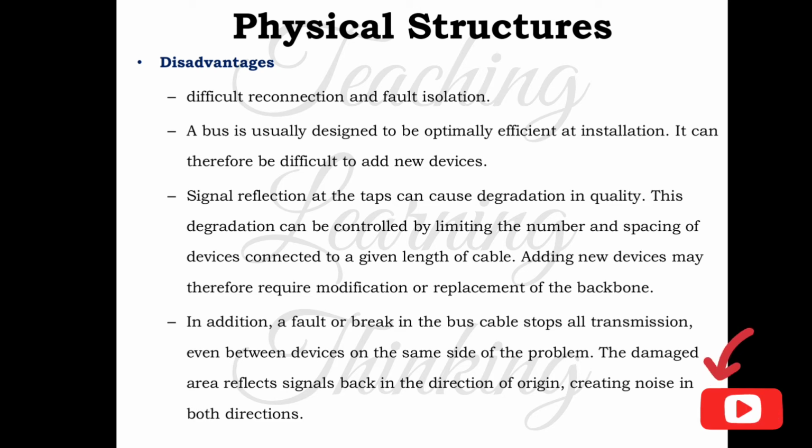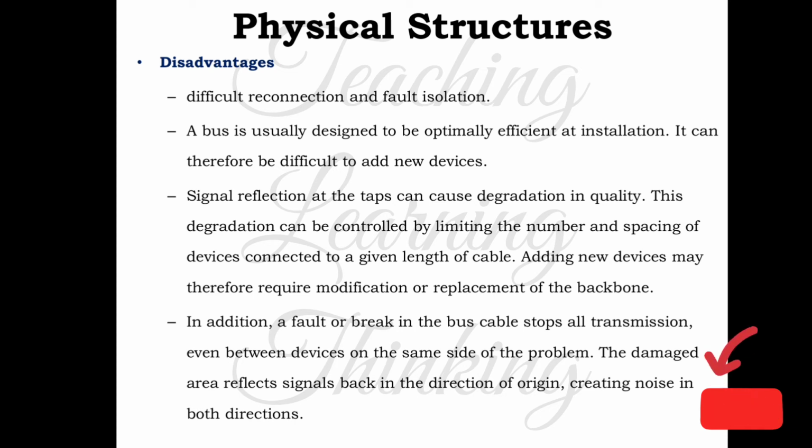The disadvantages of bus topology are difficult reconnection and fault isolation. So we have seen that in mesh topology and star topology, the fault isolation is very easy. But in bus topology, the fault isolation and reconnection is very difficult. A bus is usually designed to be optimally efficient at installation. It can therefore be difficult to add new devices. So in bus topology, it is difficult to add new devices. That means the reconnection and fault isolation is very difficult.